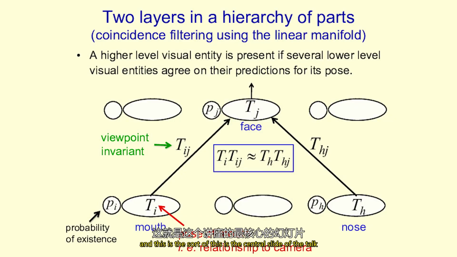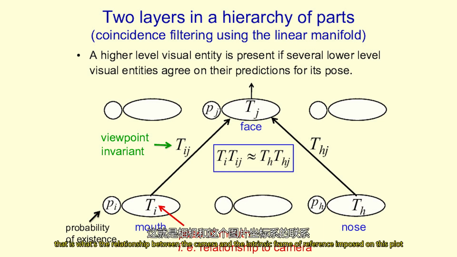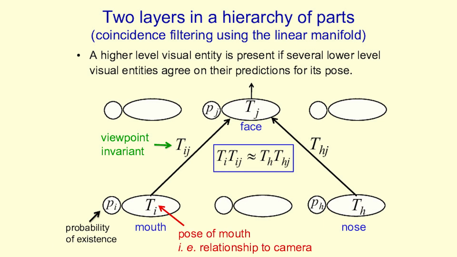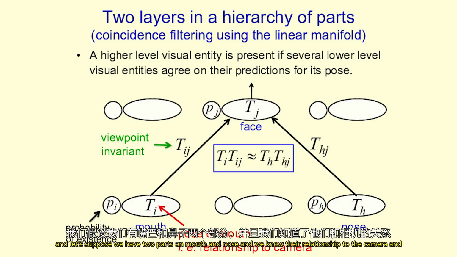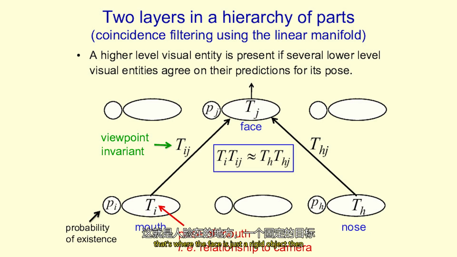And this is the central slide of the talk. If you understand this slide, you've understood the main point of the talk. We're going to have one layer of capsules where we've already decided whether they're there or not, and if they are there, what their pose is. That is, what's the relationship between the camera and the intrinsic frame of reference imposed on this part. And let's suppose we have 2 parts, a mouth and a nose, and we know their relationship to the camera. And let's suppose a face is just a rigid object.